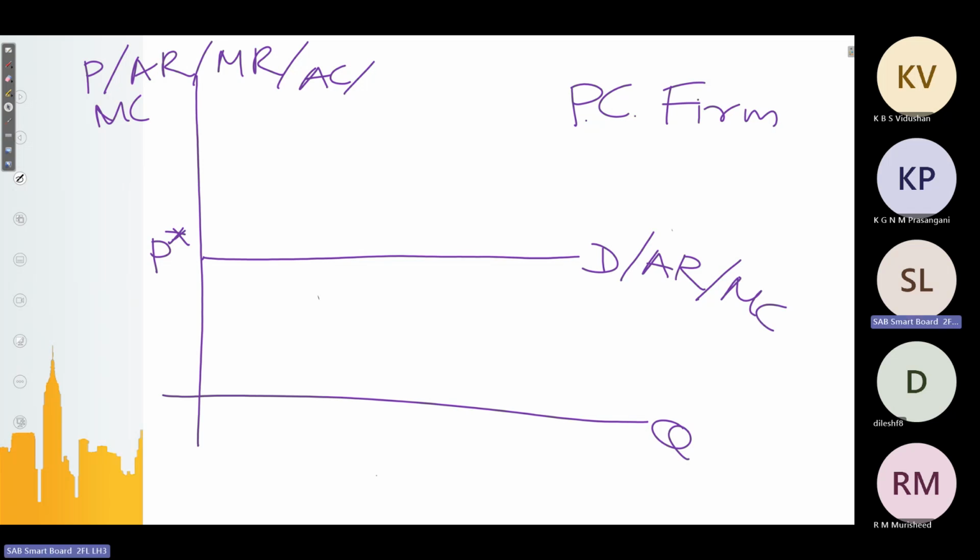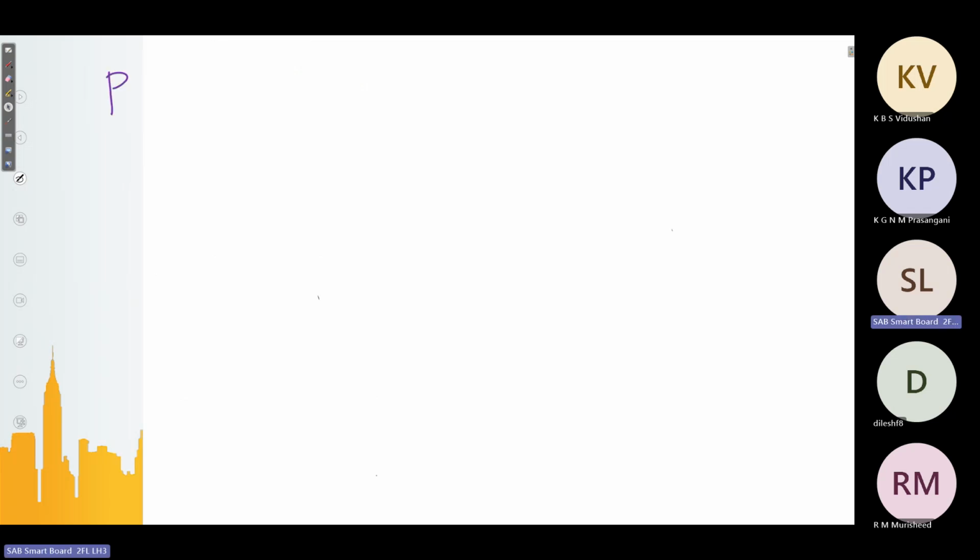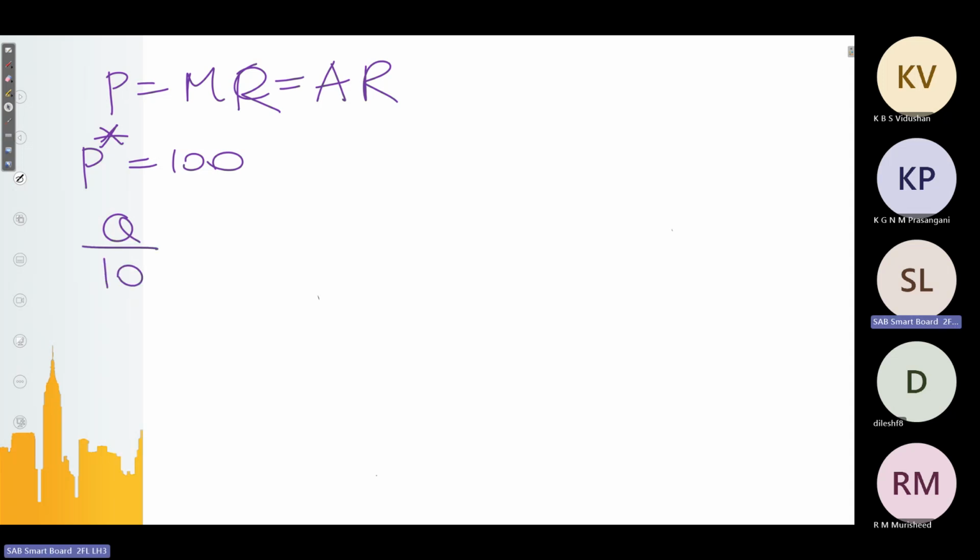In perfect competition, price is equal to marginal revenue. Also, it's equal to average revenue. Let's say the market price is 100. The firm sells 10 units. What is the total revenue? 1,000. And at the next step, the firm sells 20 units. Total revenue will be 2,000.